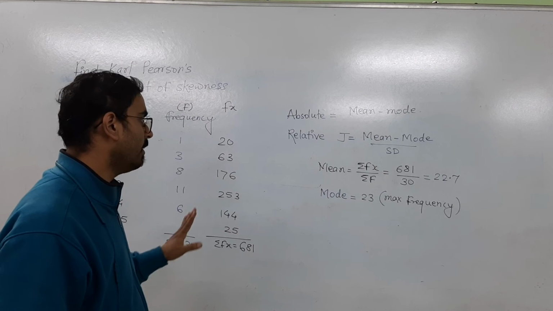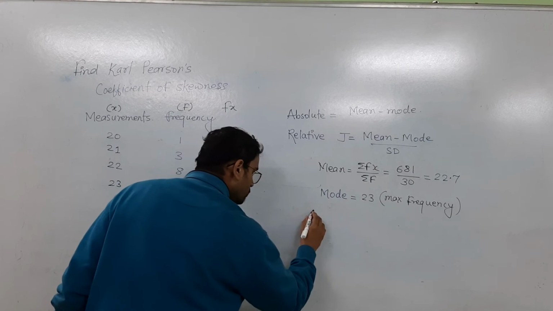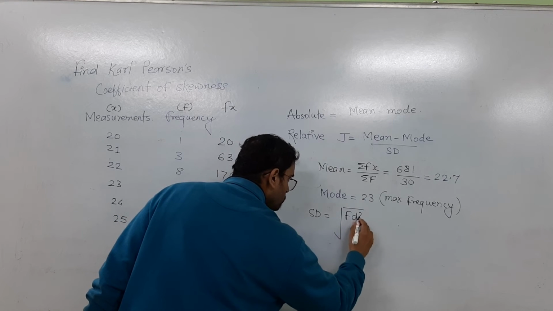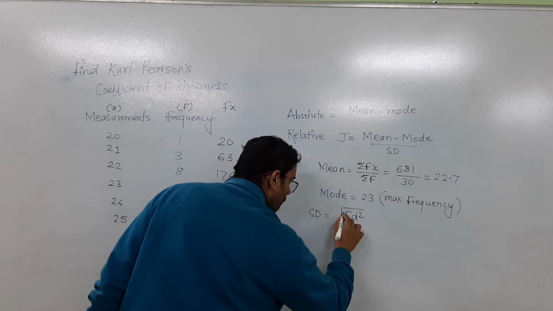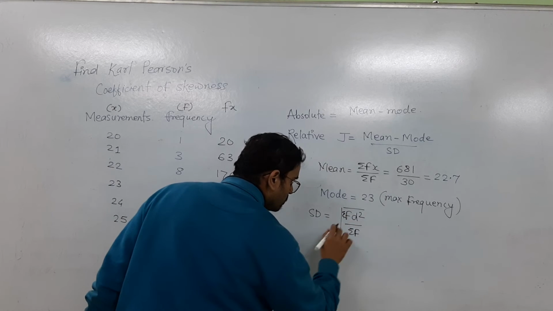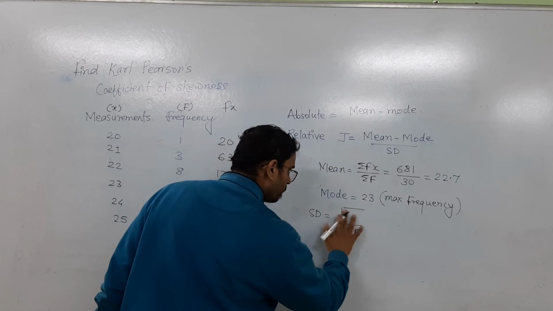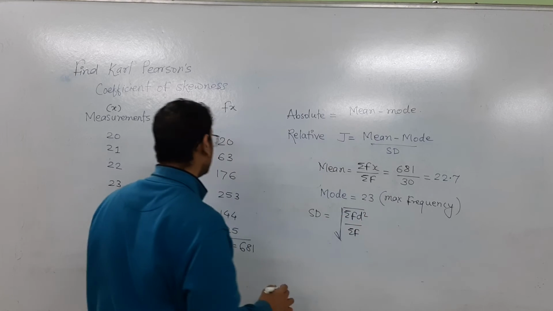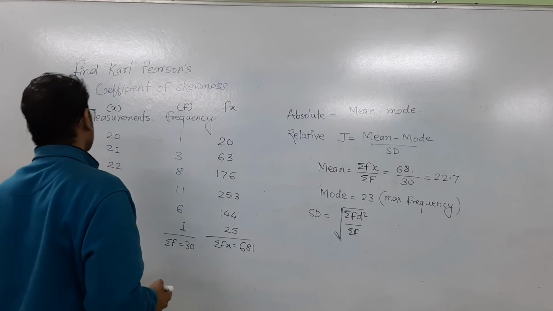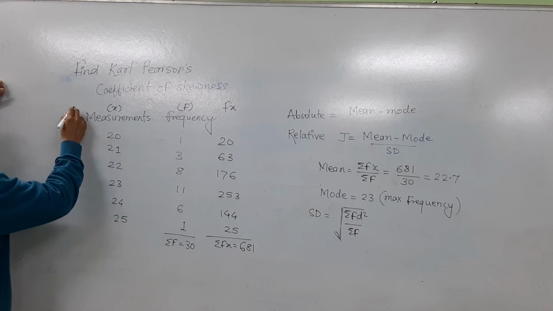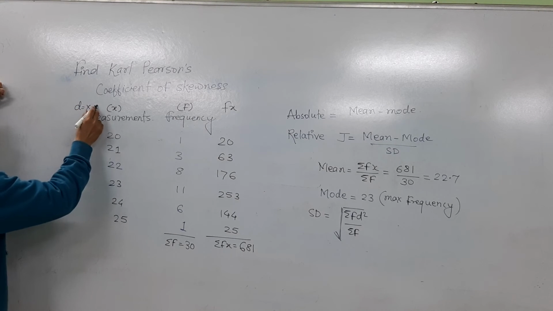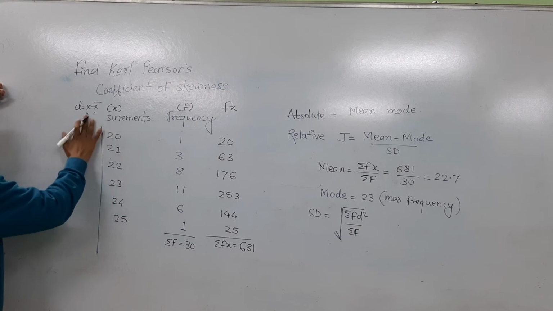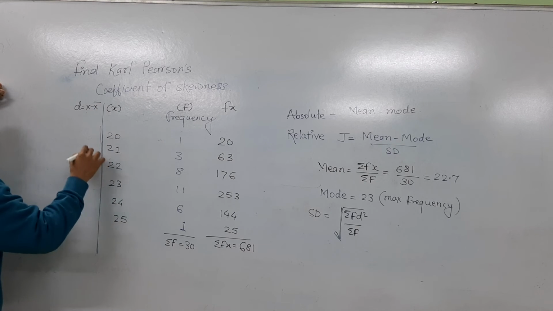Now we have to find SD. SD means standard deviation. The standard deviation formula is the square root of summation f d square divided by summation f. I have to write it very clearly. For that you have to find d, so I have to make a d column here. The d column is x minus x bar.